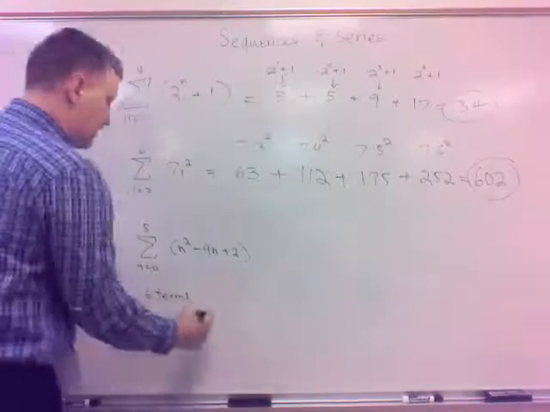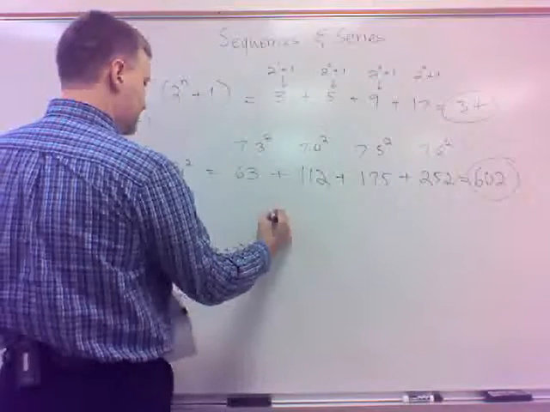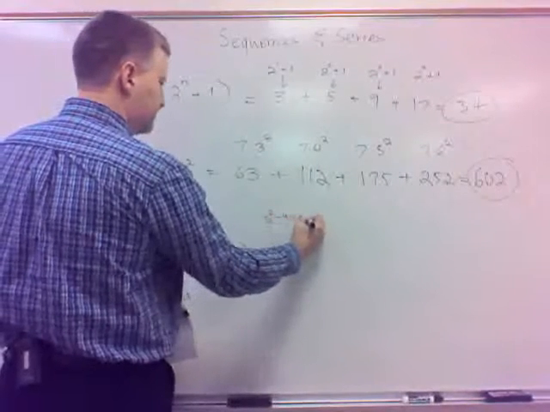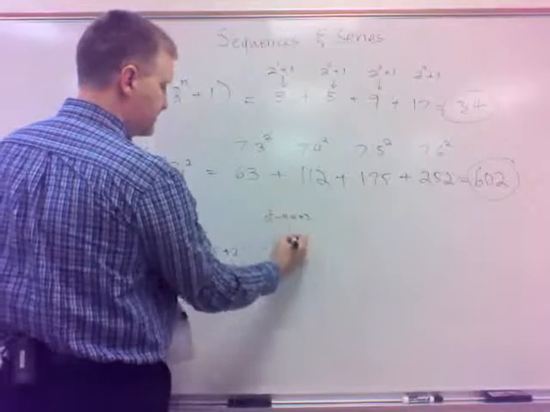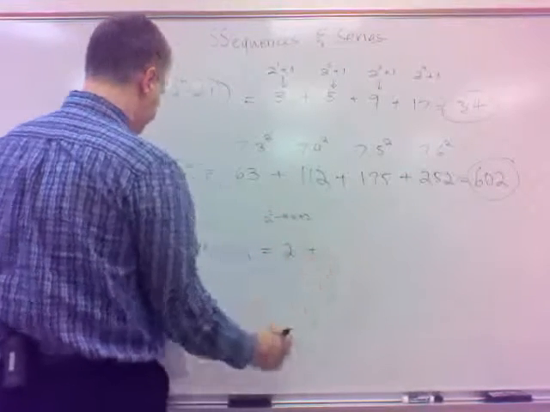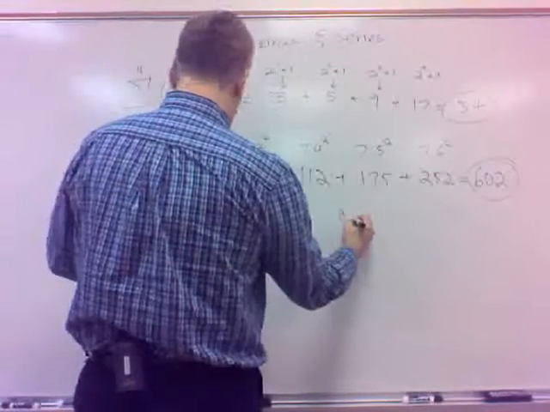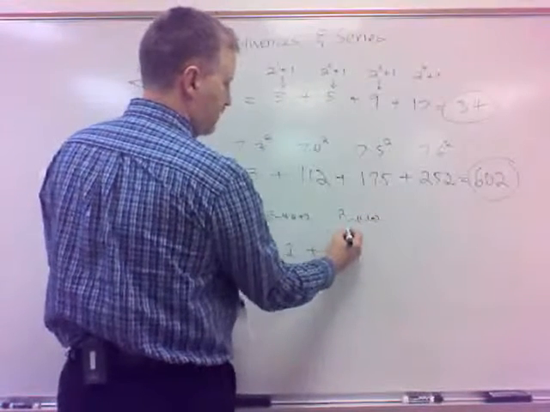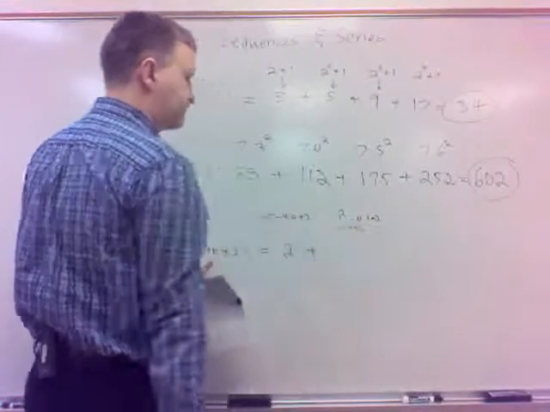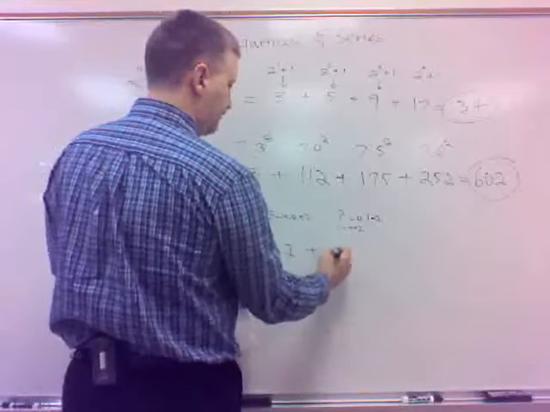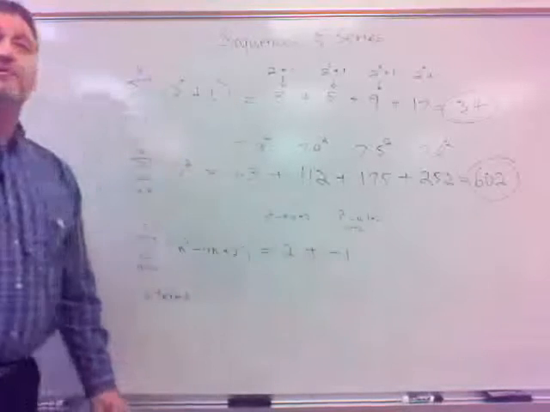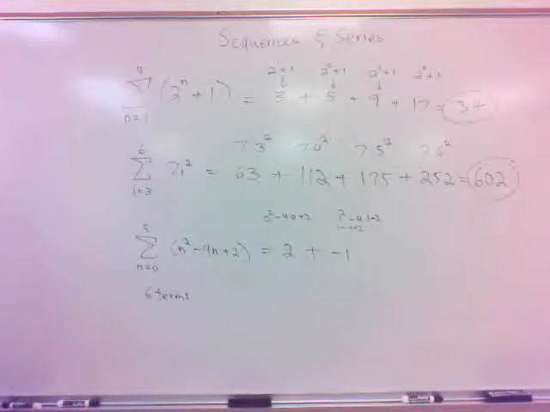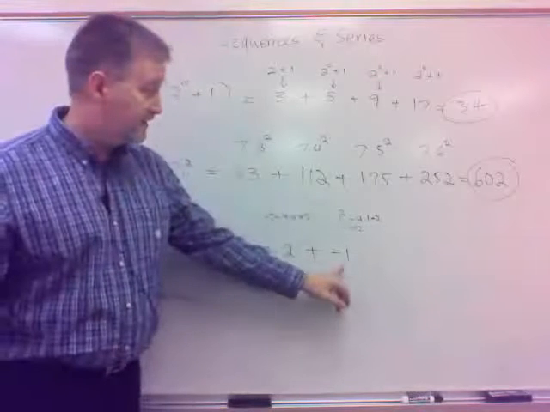What are they? Well, the first term, plugging in n to be 0: 0 squared minus 4 times 0 plus 2. That's just 2, isn't it? First term's 2. 1 squared minus 4 times 1 plus 2 would be the second term. So that's 1 minus 4 plus 2. Is that negative 1? And that's another point here. Terms can be negative. You can have negative value terms.